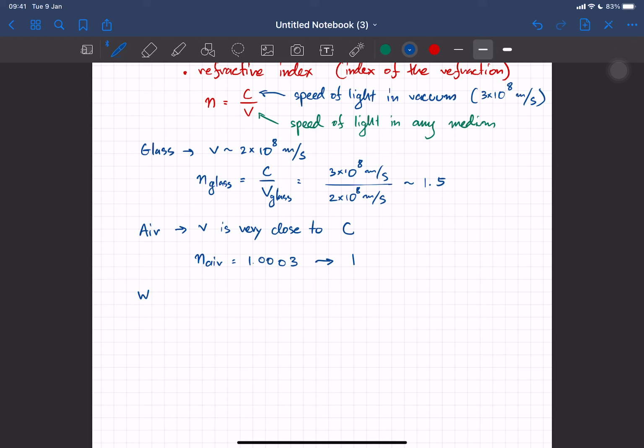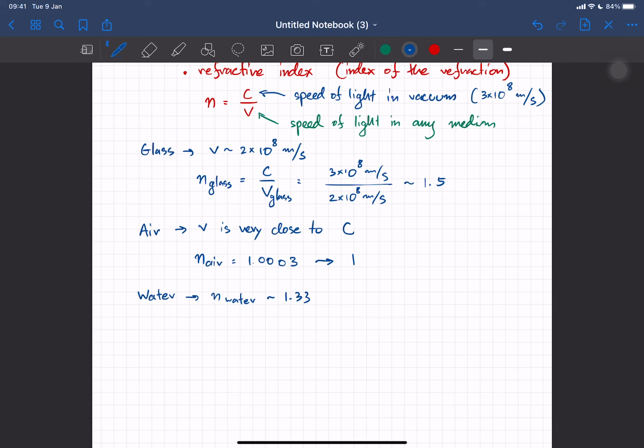And then another thing that we probably need to know is water. Water has the index of about 1.33, something like this. Of course, you don't need to memorize these numbers, but it's a few numbers that it's probably good to know. But in the exam, these refractive indices will be given anyway. All right.